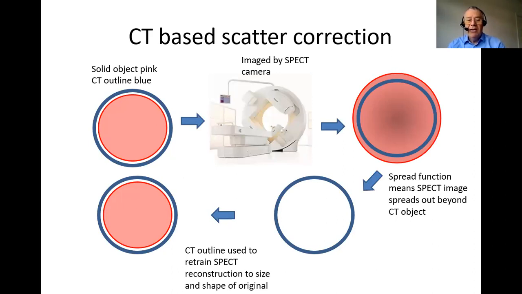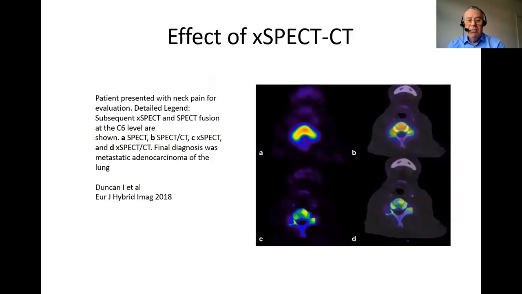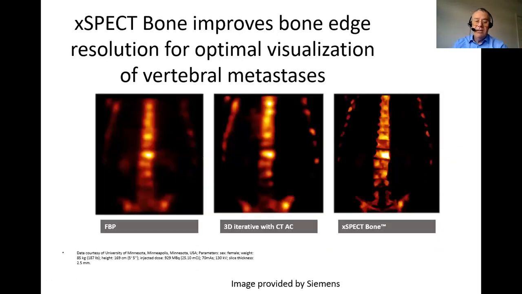So it uses the fact that we get spread function with SPECT, but we can correct for that scatter using the CT volumes. And we can see here in a paper published in the European Journal of Hybrid Imaging how this can actually be done. For example, this is a SPECT-CT of a patient with metastasis in the cervical spine. But when we correct, using the CT for the volumes, we get much better localization. And this is seen commercially with this XSPECT system, where you can see that using 3D iteration and CT attenuation correction for the bone, you get much better localization, and you can really hone down where the abnormality in the SPECT comes from.